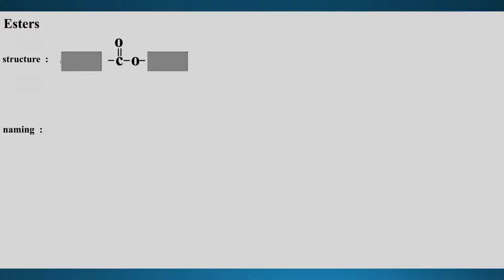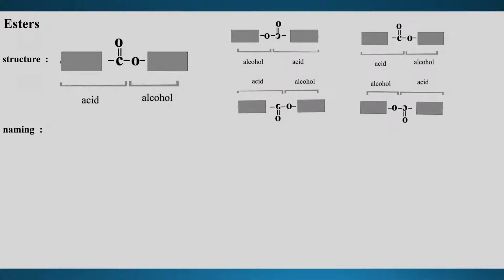Some students get confused because you have two O's, so which is which? The first double bond O belongs to the acid, because only the acid contains a double bond O. The second O belongs to the alcohol. Students, HSC will flip it upside down, back to front, left to right to confuse you. So you must be able to identify the structure properly.